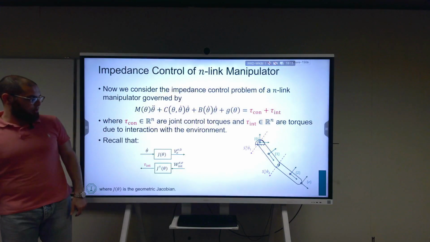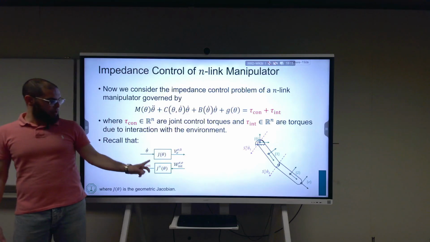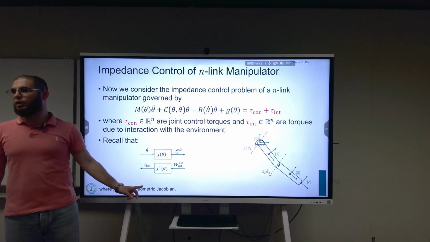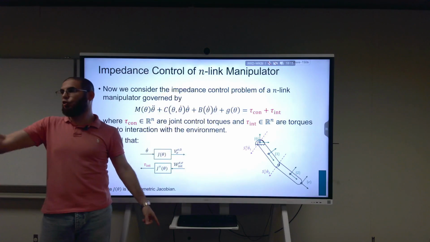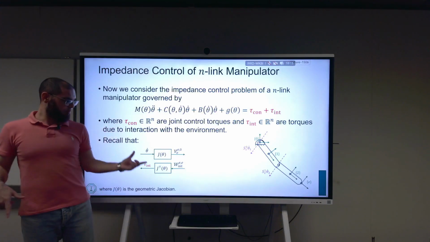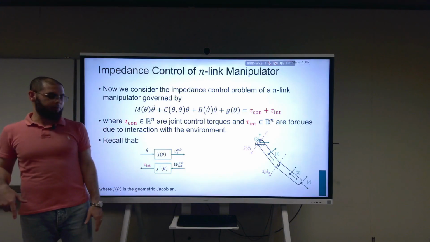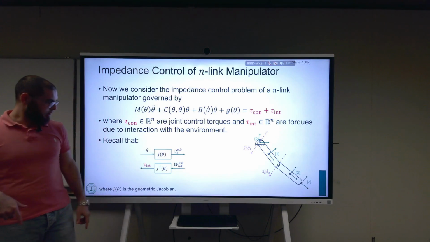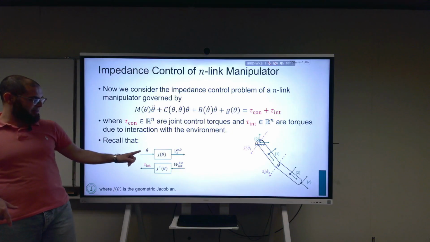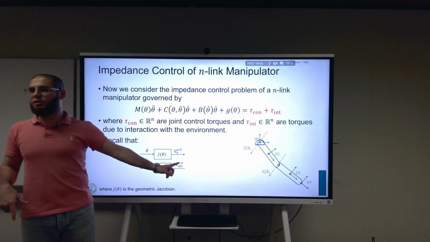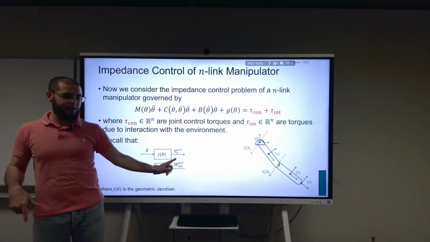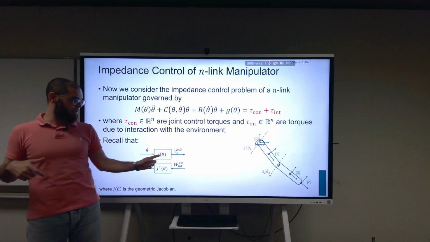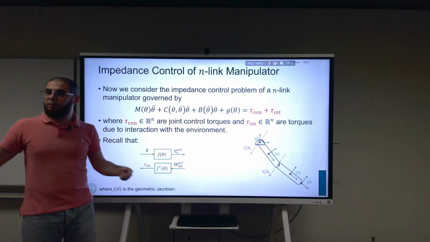First thing I want to remind you of: what is the equation that relates the interaction torque to the actual forces and torques happening at the environment? You have the Jacobian, the geometric Jacobian. The geometric Jacobian was the relation that goes from theta dot to the end effector twist, the twist of the end effector with respect to the base of the robot expressed in the end effector frame, the body twist of the end effector, and vice versa.